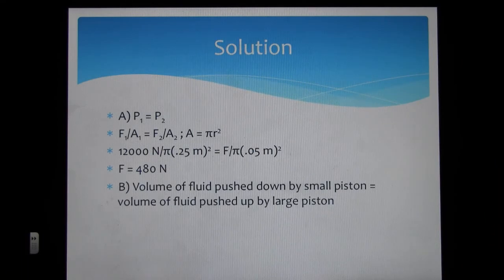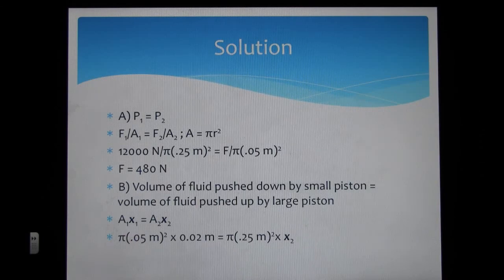For part B, we want to figure out how far the piston moves. So we take the volume of the fluid pushed down by the small piston and set it equal to the volume of the fluid up by the large piston. Because the volume of the fluid doesn't change, it's incompressible. So, volume is area times height or distance. So A1 x1 equals the volume of the large piston, A2 x2. Plugging in our areas and our distance 1, we can solve for distance 2. We find it to be 0.008 meters.